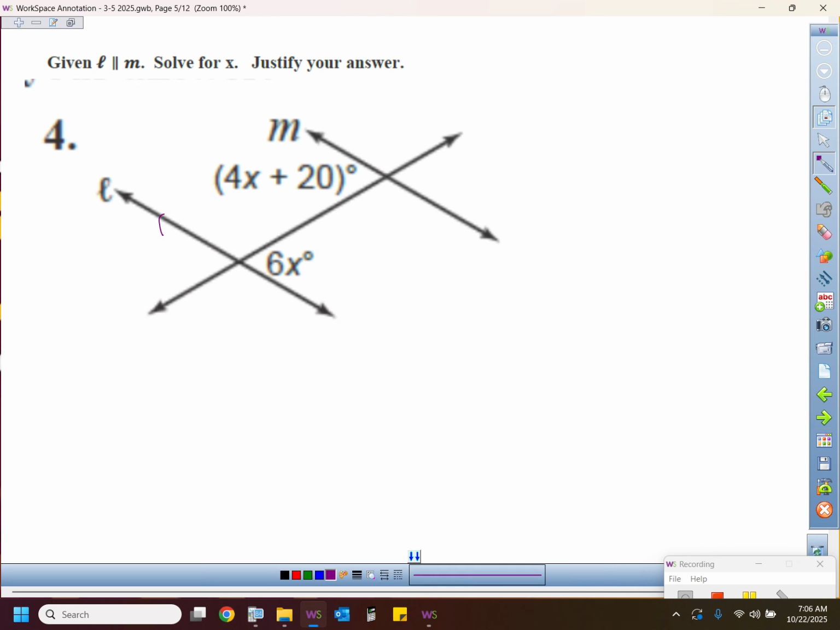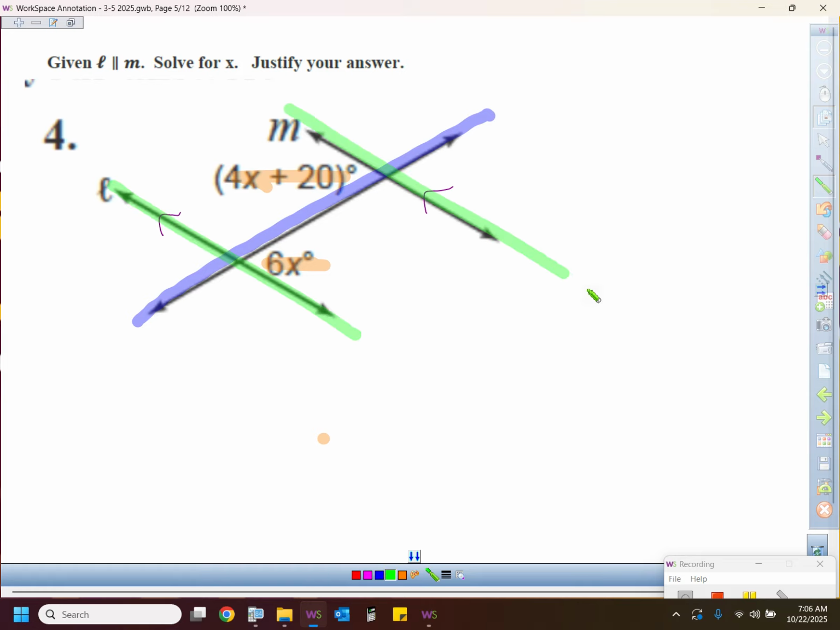They again give me parallel lines, so put the arrows on it. Check these out. What kind of angles are they? Well, they are alternate because they're on alternate sides of this blue transversal. One's on the left, one's on the right. Interior because they're between these two green lines right here, so they're alternate interior angles. They should be the same. So we'll set up our equation.